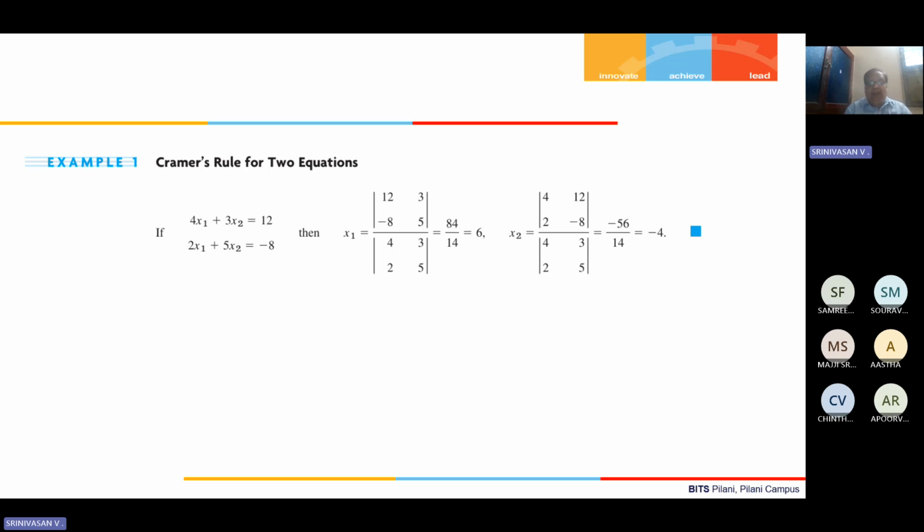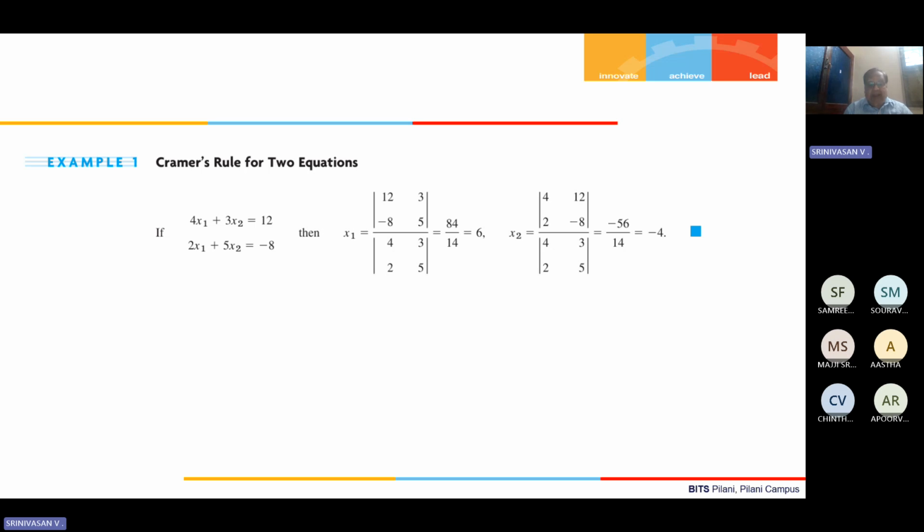So don't put matrix symbol, it is determinant. So what is D1? First column, the coefficients of x1, 4, 2, will be replaced by the constants 12, minus 8. And second column will remain 3, 5. Divided by D. What is D? First row 4, 3, second row 2, 5. So you expand. This is 60.